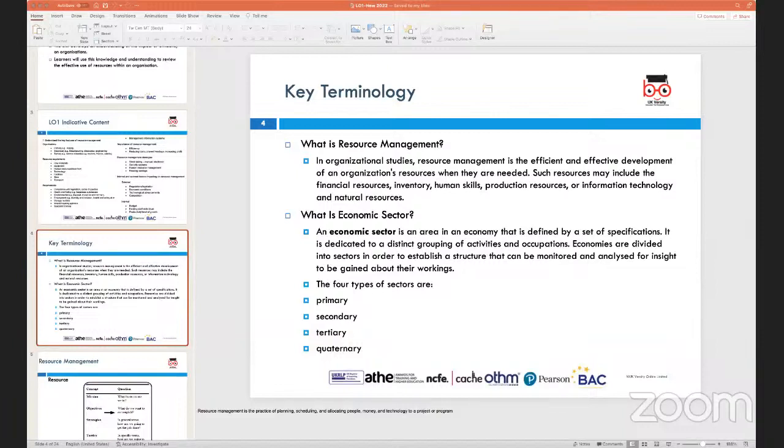So let me ask you this question. If I look at the NHS, National Health Service, which sector do you think the NHS would fall under? Will it be primary, secondary, tertiary, or quaternary?